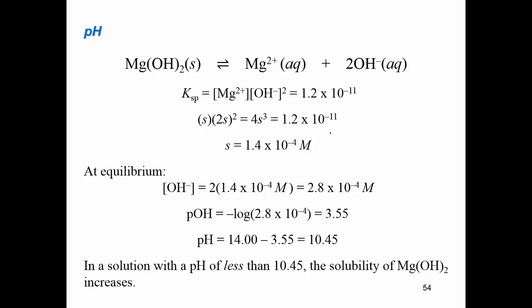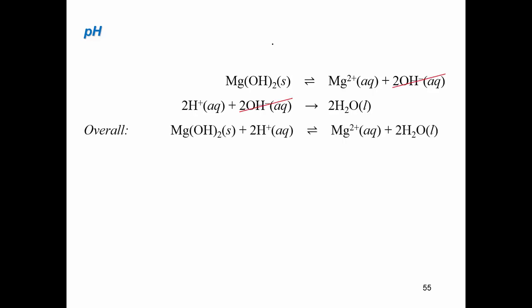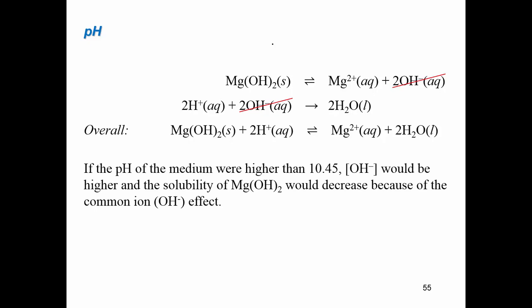So in a solution with a pH less than 10.45, the solubility of the magnesium hydroxide will increase, because if the pH is less, that means we have less hydroxide ions. We would increase the production. That works because if I'm going to add an acid to this solution, then what I'm forming is more magnesium ions. So if the pH were higher than 10.45, then that would decrease the solubility of magnesium hydroxide because of the common ion effect.